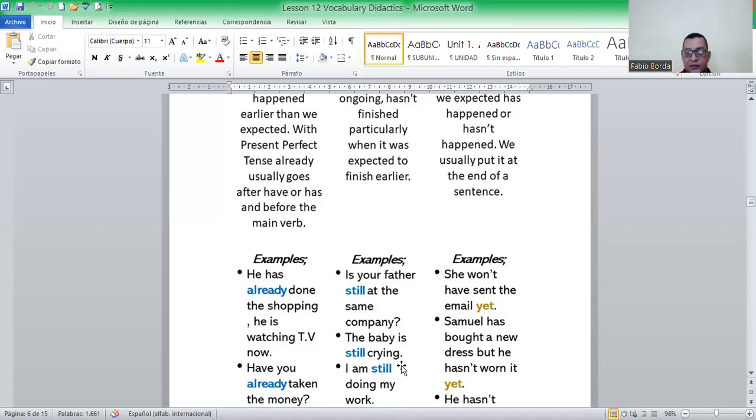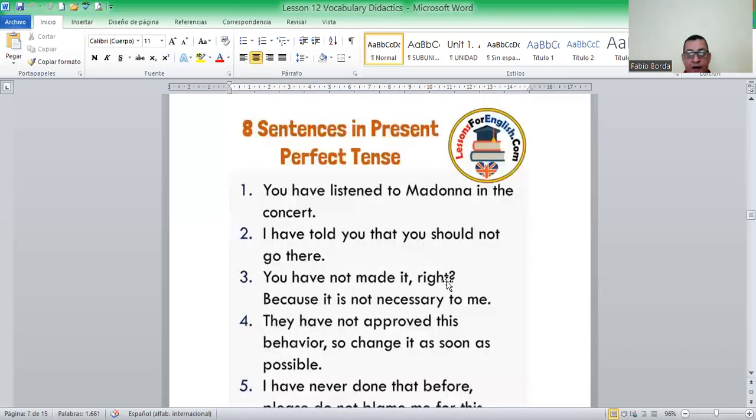This is a connection that you can use in a good way in order to make sense of the grammar part. Here we are understanding the learning process. Sentences in present perfect tense. Here we have a list of sentences in a good grammar structure. Sentences in present perfect tense.